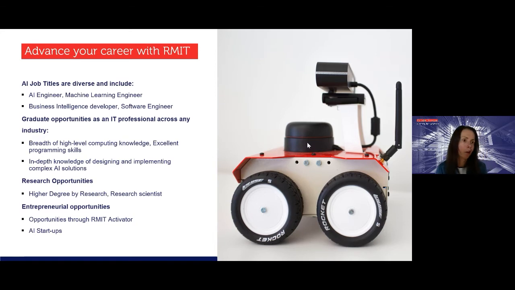So we've touched on the broader area of AI, why there is increasingly a demand for AI skilled professionals, and some unique selling points of the program here at RMIT. How is that going to advance your career and your employability at the end of it? The thing to note about that is there is a wide range of AI job titles. They're diverse and they include a lot of things. Some of those that you'll see here: AI engineer, machine learning engineer, business intelligence developer, software engineer.